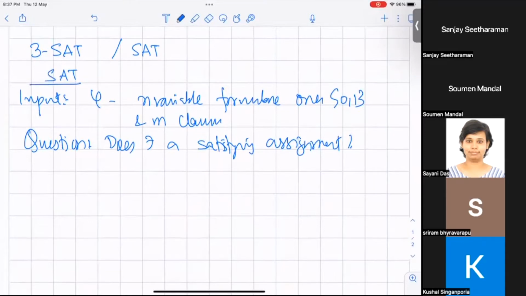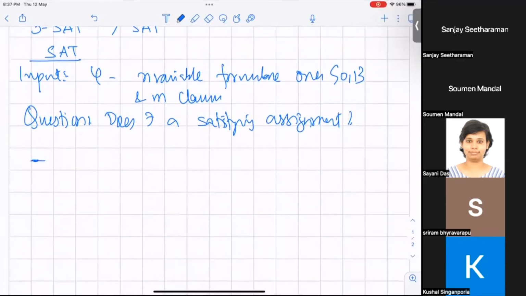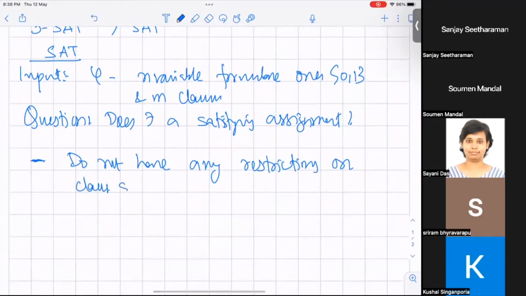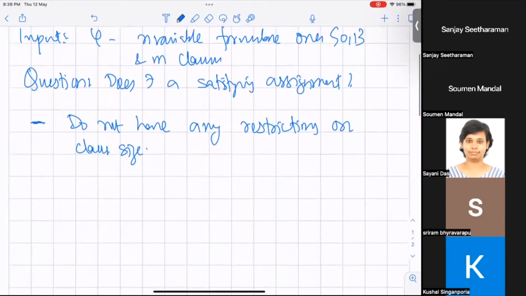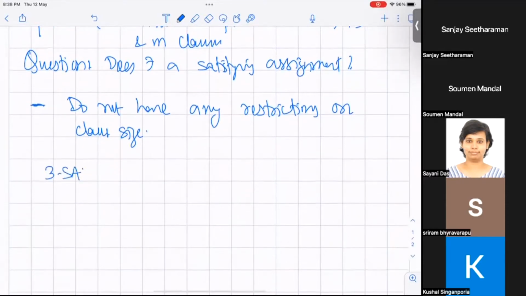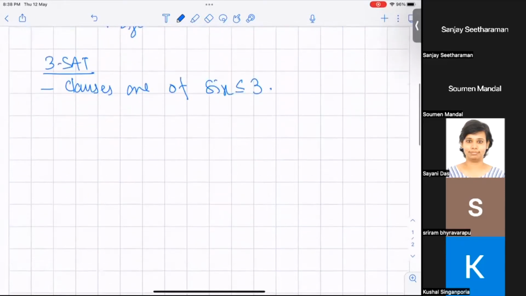SAT. What is SAT? When you do not have any restrictions on clause sizes. Now, what about 3-SAT? 3-SAT is the same problem, but clauses are of size at most 3. Is that fine? Okay.